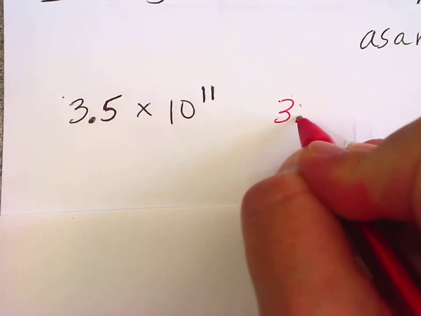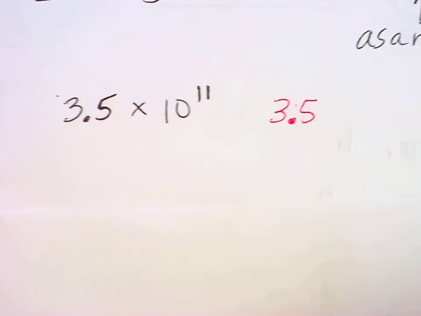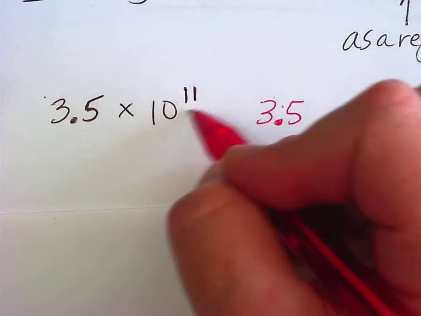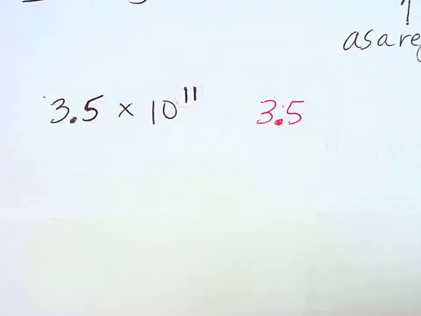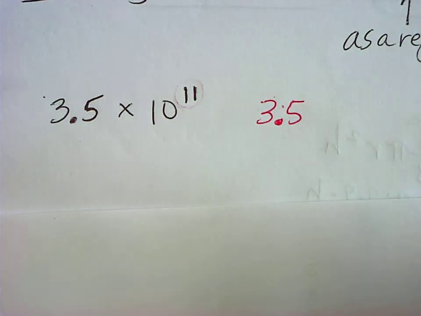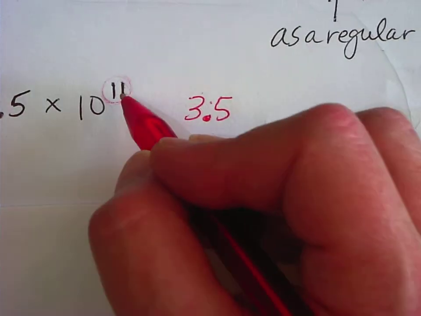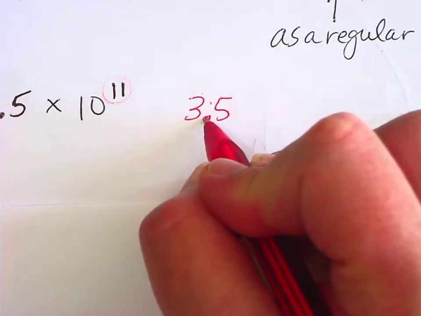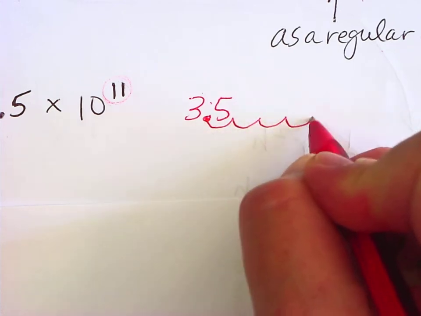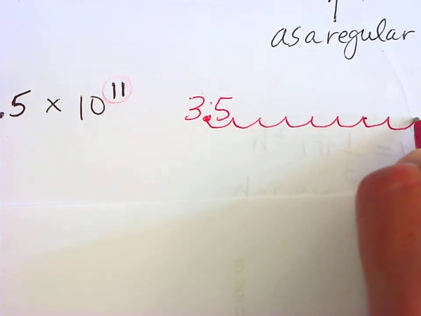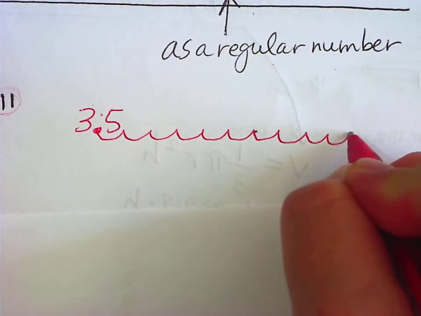What you're going to do is start off with the number 3.5, and then look at your exponent. If the exponent is positive, you're going to move the decimal to the right. Think of a number line: moving to the right is positive. So we're going to take 3.5 and move the decimal 11 places to the right. 1, 2, 3, 4, 5, 6, 7, 8, 9, 10, 11.